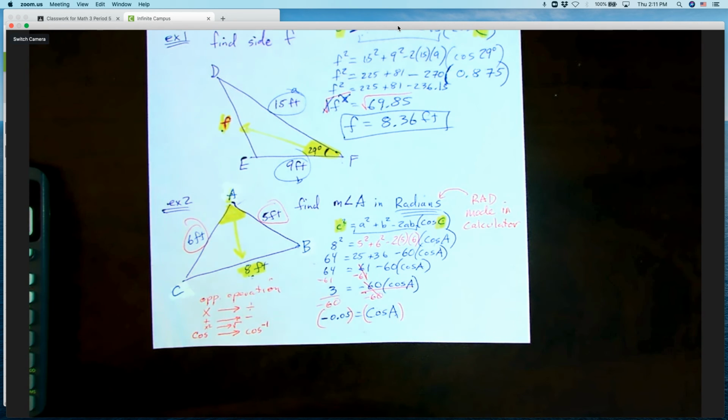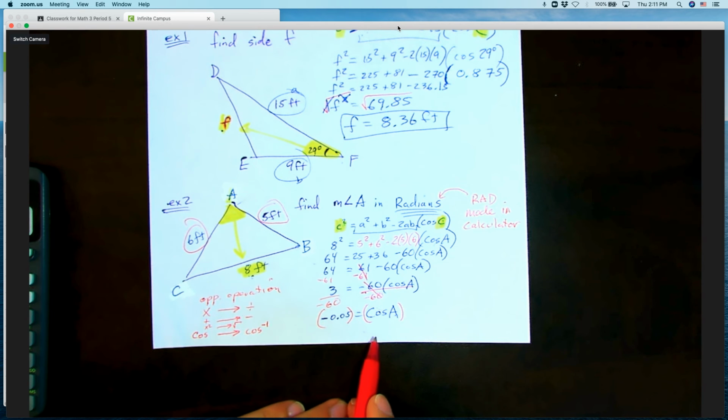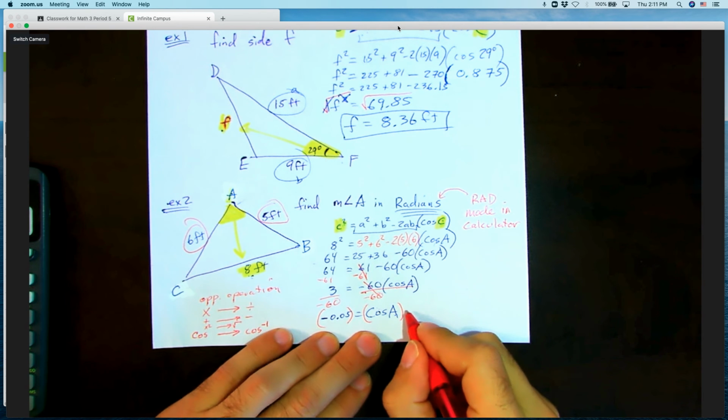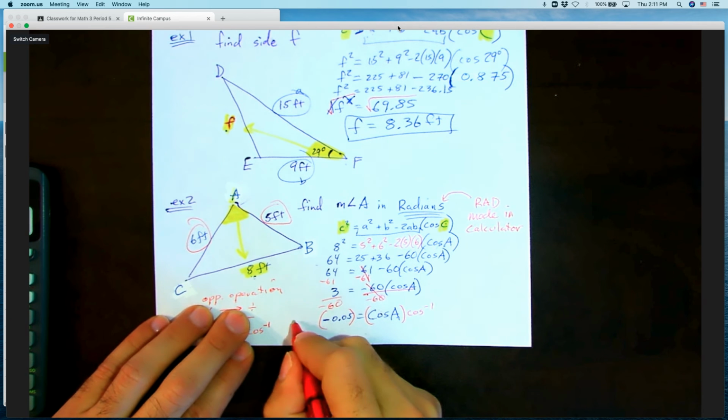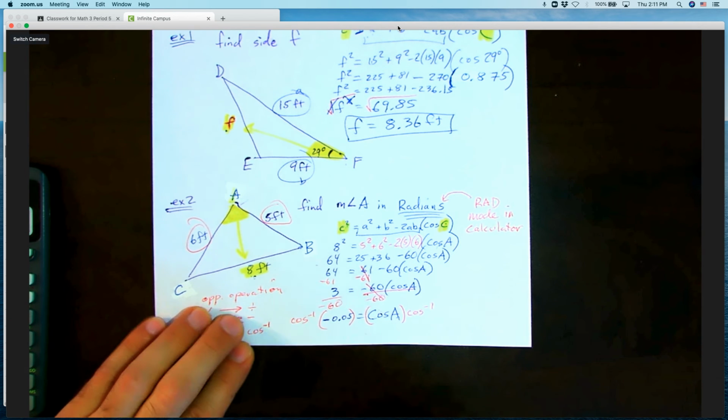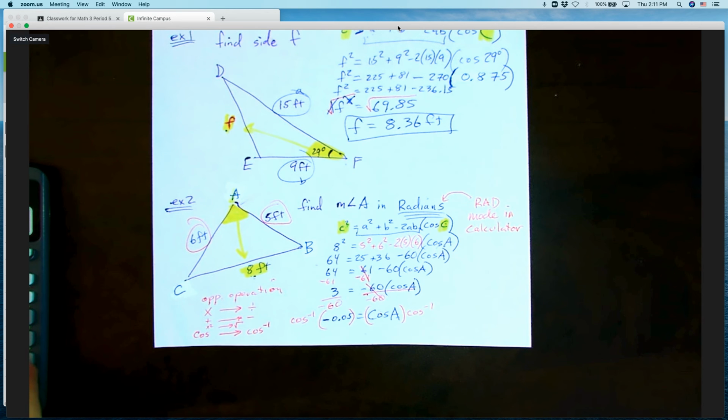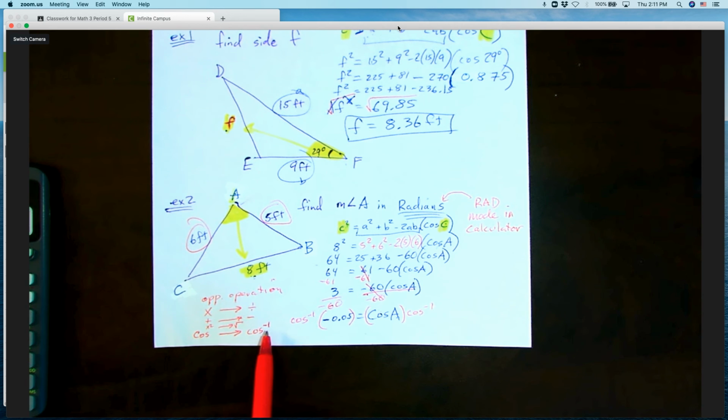So this is the last step, and we're going to practice this very last step a few times, okay? Watch this. I want you to do the cosine inverse to both sides. The inverse cosine to both sides. It's also called the arc cosine. Arc is the negative version of it.